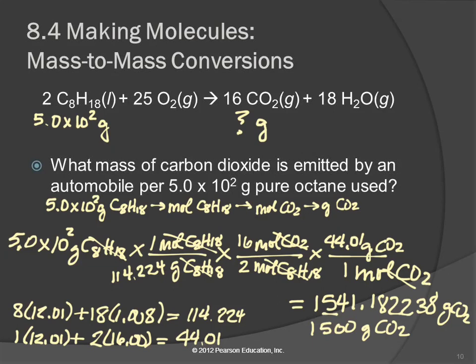A better way is to put it in scientific notation first and then round it off, and then you won't have troubles with the rounding to crazy numbers. So that would be 1.5 times 10 to the 3rd grams of CO2. That's the best answer. You had a question?